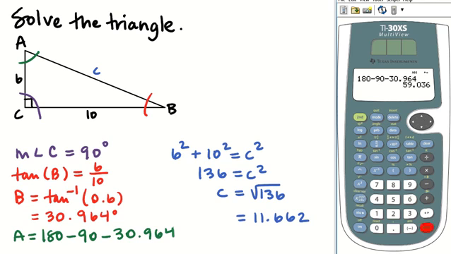I'll get 59.036. I'm also going to show you a different way you could have done this. You could use our shiny new trig. We can use this inverse trig. Maybe I'll also use the 11.662 just to show you that it all works. I'll use cosine of A, adjacent over hypotenuse. Cosine of A equals 6 divided by 11.662.